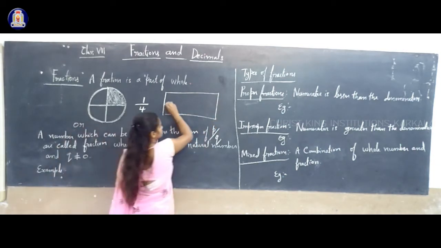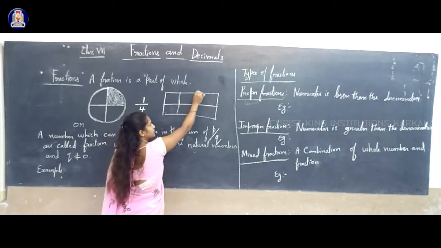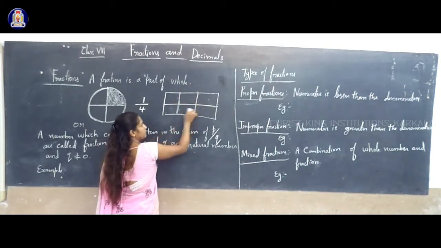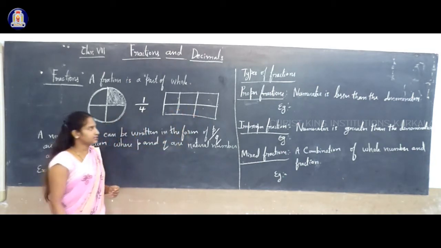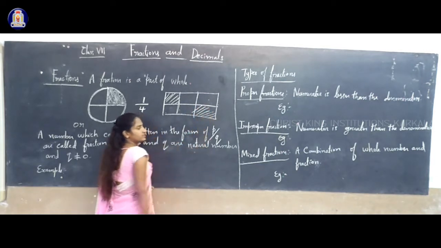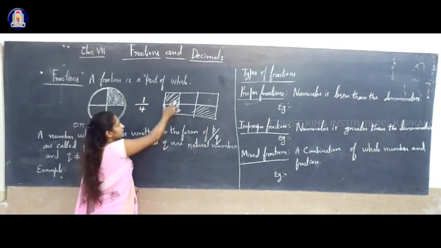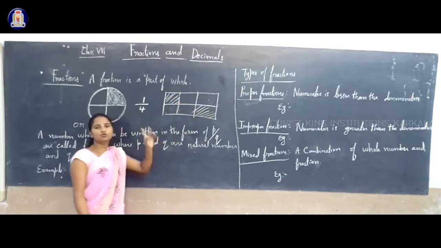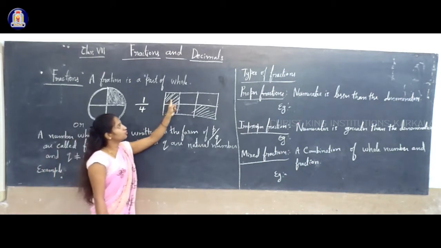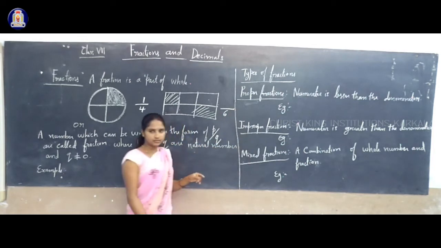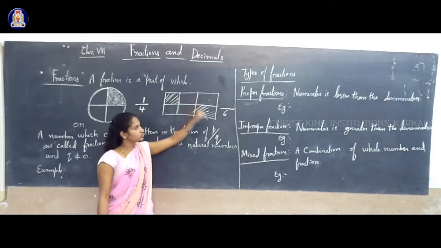I'll draw a rectangle shape. Then I'll divide the rectangle into 1, 2, 3, 4, 5, 6 parts. Then if I shade any 2 parts of this rectangle, see here one part is shaded, one more part is shaded. Total how many parts are shaded? 2 parts are shaded. Correct? Total how many parts are there? Total there are 6 parts, 6 columns, right? 6 parts. In that, 2 parts are shaded.